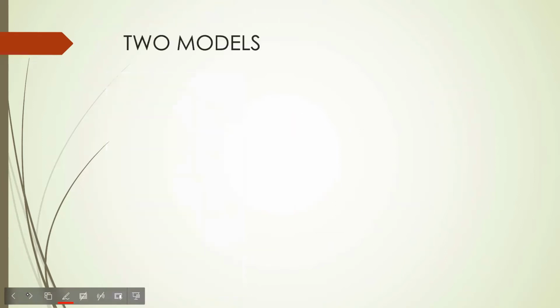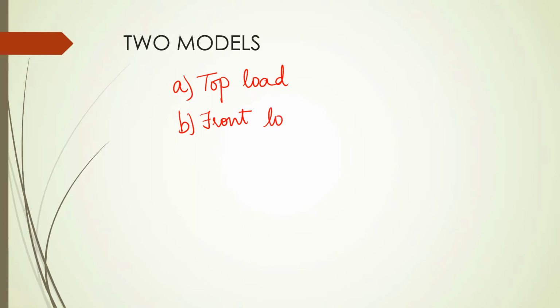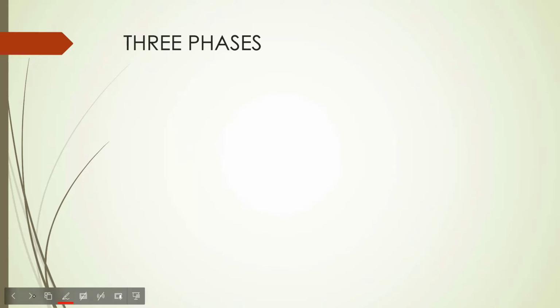So now, usually in washing machines, we have two models. One is the top load and the other one is your front load. You would have seen pictures of two. Okay, in the top load, you load your clothes on top. In the front load, you load your clothes in the front. Okay, there is a small difference in the operation between the top load and front load, and we will see that one by one.